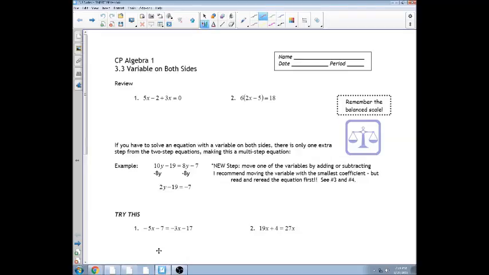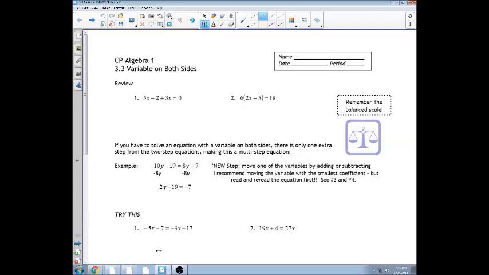This lesson is for my Algebra 1 class. It is 3.3, variables on both sides. The first two problems are review, so please take a few minutes. Go ahead and try those problems. Pause the video. When you get done, turn it back on.